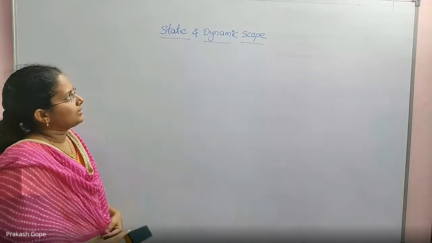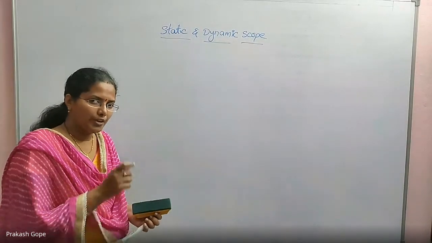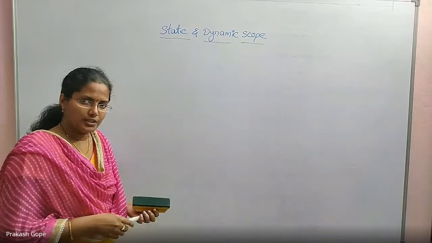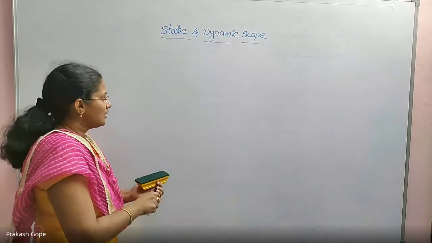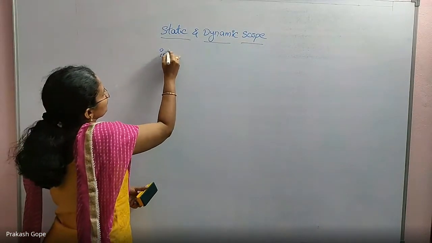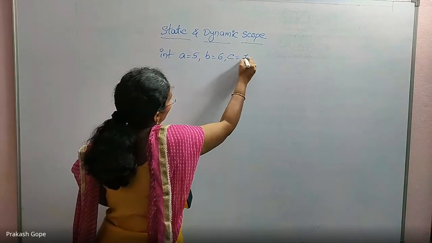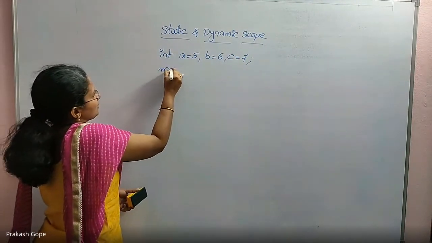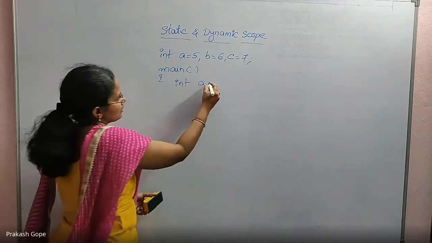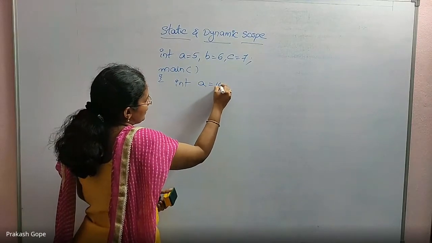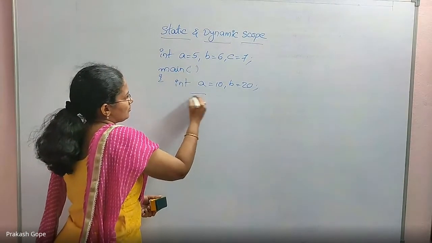In storage classes, I explained the scope of a variable for auto, register, static and extern. There I explained the meaning of static scope, and now I am explaining once again. Just see this. int a equal to 5, b equal to 6, c equal to 7. These are global variables. There is a main function in which I am declaring int a once again as 10, and b as 20. And there are some statements.